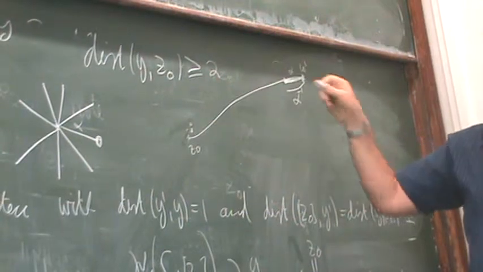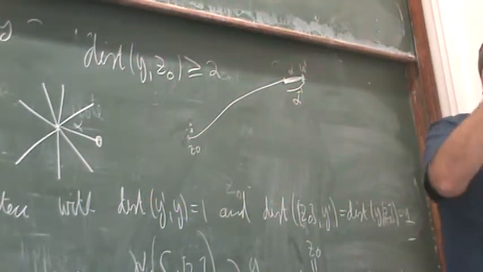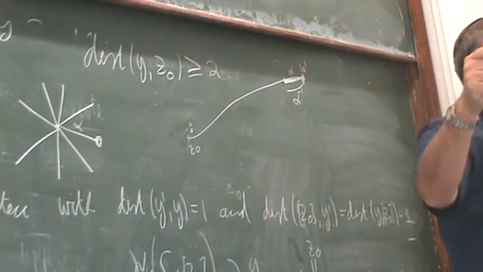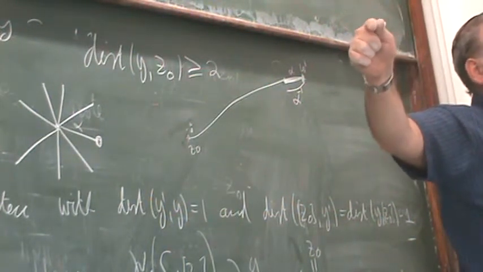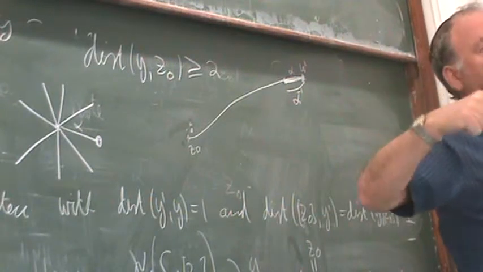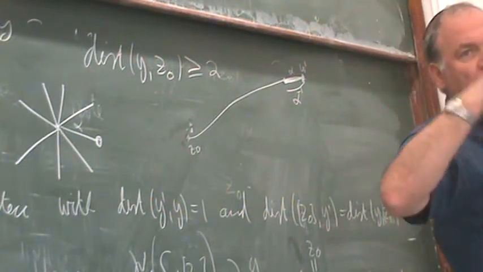So just do it from the beginning. You apply alpha, you go further away from Z naught. Now you apply beta after you apply alpha.